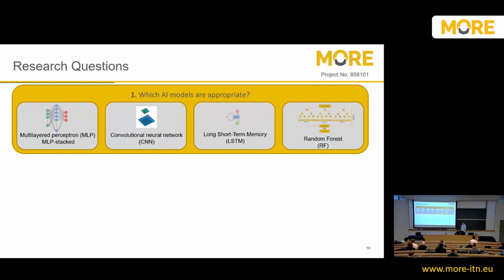So then we come to the research questions. The first research question is: which AI models or network architectures are appropriate? There's a lot of things that you can try, but these are the ones that I chose to try based on previous work and also what's feasible to do. So we have a fully connected layer, a simple model, and we can have a convolutional neural network. We can also have a long short-term memory network, and we can also have a random forest. So this first question was to test which models work well on this problem.